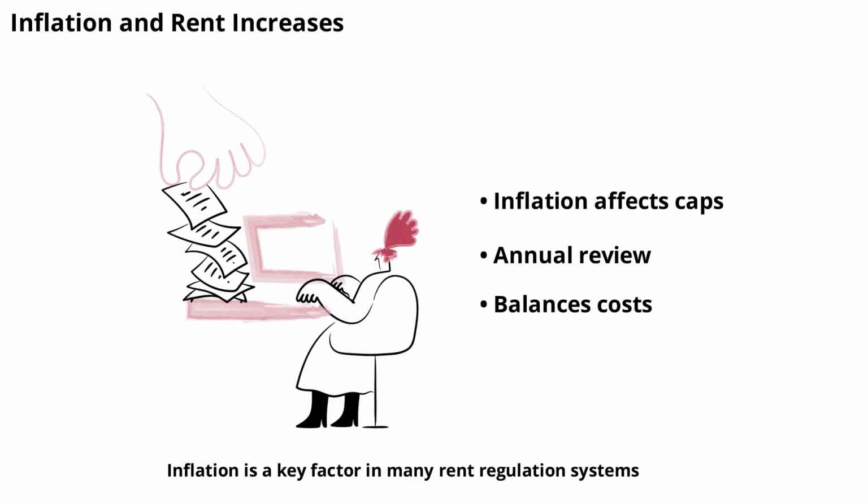Inflation is a key factor in many rent regulation systems. When the cost of living goes up, rent caps may be adjusted to allow for higher increases. This helps landlords keep up with rising expenses while still protecting tenants from sudden spikes. Rent boards often review inflation data each year to set the new allowable increase.